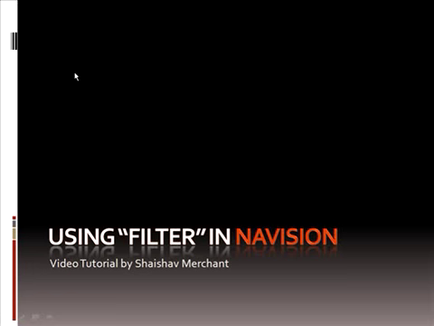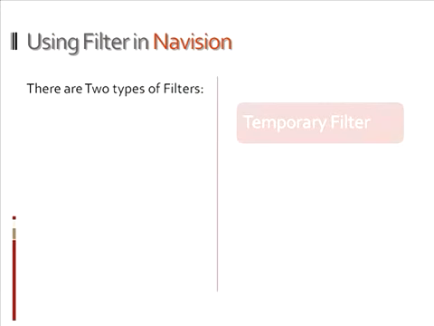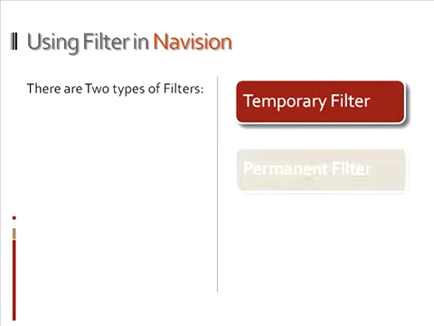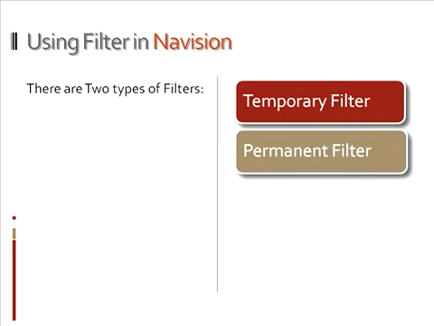In this tutorial, we will introduce Navision filter function. Navision provides a wealth of tools for analyzing the data, and one of them is filter function. Filter function in Navision allows you to retrieve information based on criteria set. Navision provides two types of filters: temporary filter and permanent filter.